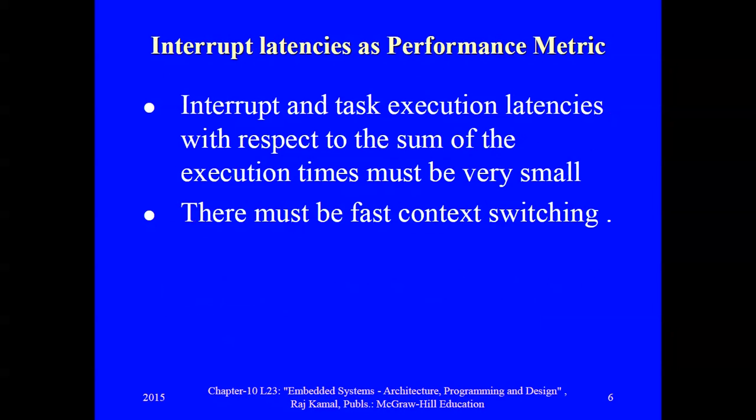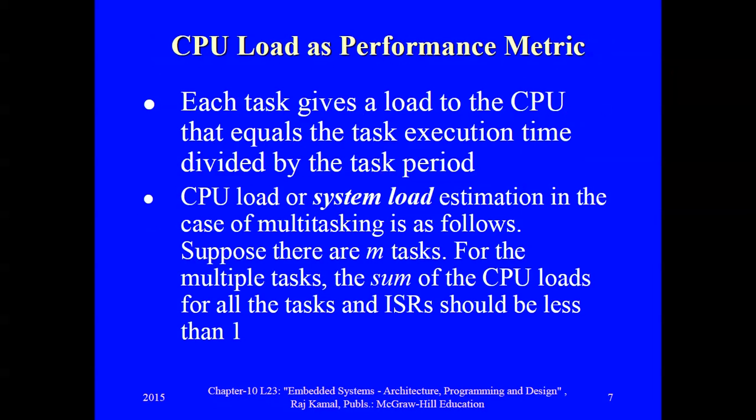So, interrupt latency as a performance metric. The interrupt and task execution latency with respect to the sum of execution times must be very small. Interrupt latency in an RTOS has to be very small for better performance of the system. That means it should have very fast context switching. So next is CPU load as a performance metric. Each task gives a load to the CPU that equals the task execution time divided by the task period.